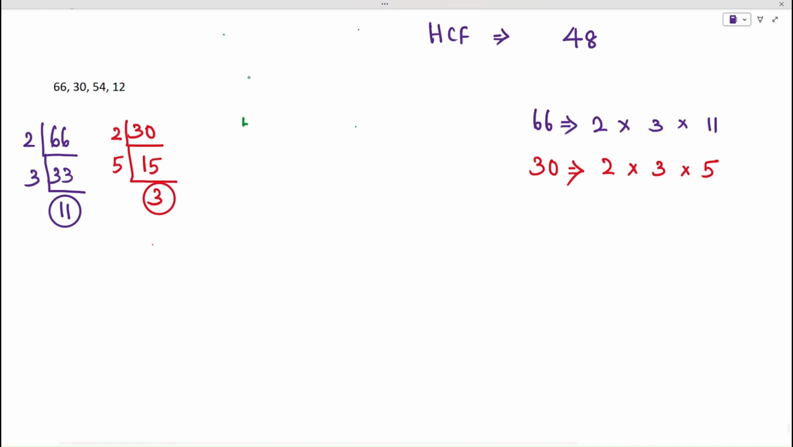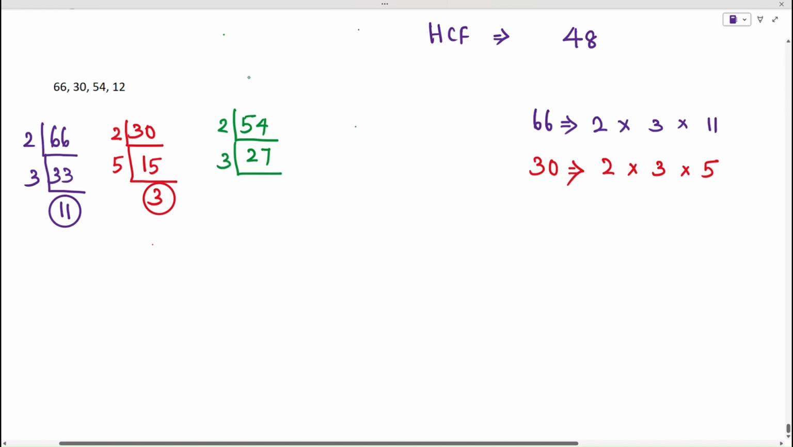Next we'll move on to 54. 54 is a multiple of 2, so we can divide that by 2 and we're left with 27. 27 is a multiple of 3, so we can divide that by 3 and we're left with 9. 9 is a multiple of 3, and if we divide it we're left with 3. 3 is prime, so we're going to stop here. And we're going to write 54 as 2 times 3 times 3 times 3.